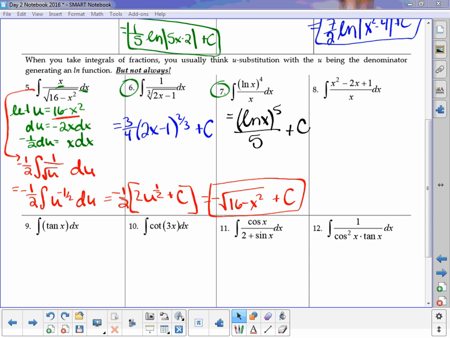If it's somehow u to the power of a number with a variable, then you wouldn't do that. If it was like u to the x plus 1 divided by 4, if the power is not a number, you can't do that. The power rule was only done with the exponent being a number.